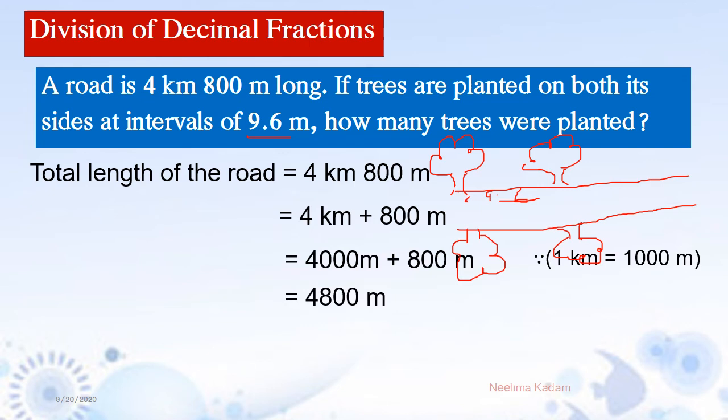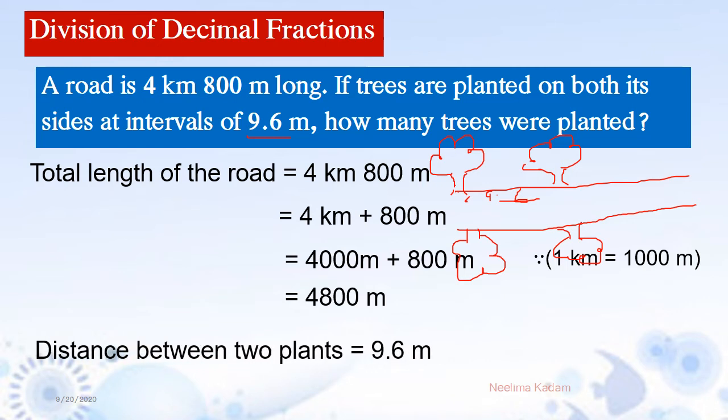When we have to divide, the units should be in the same measurement. So meter, because the interval is given in meter. Now the distance between two plants will be 9.6 meter.